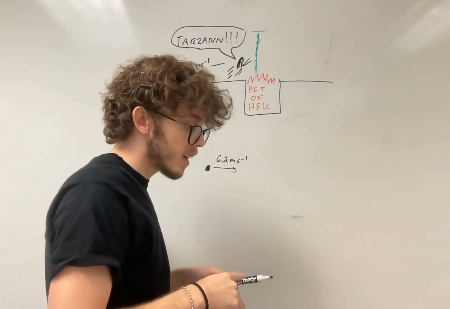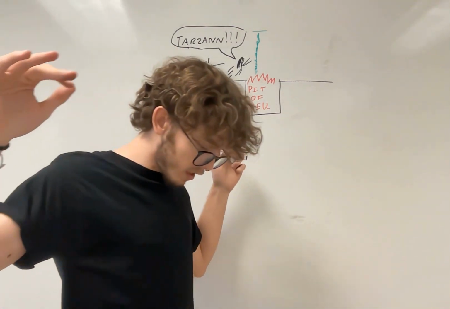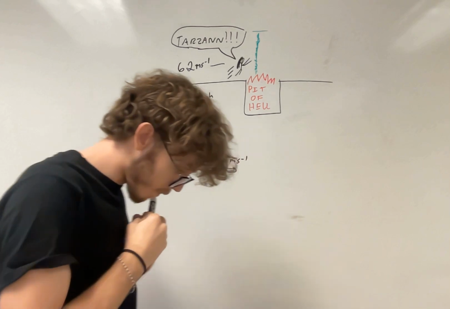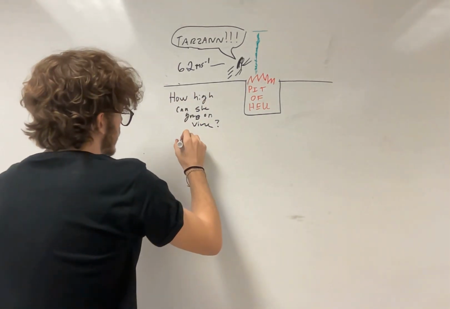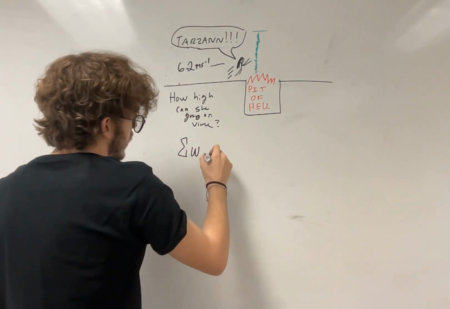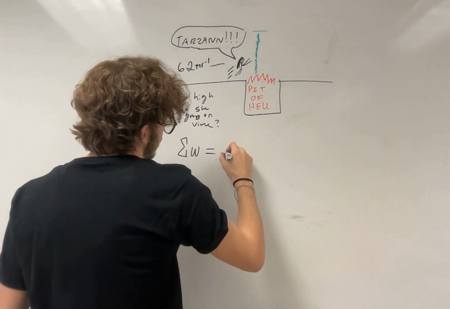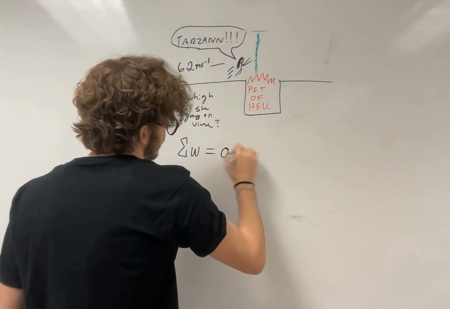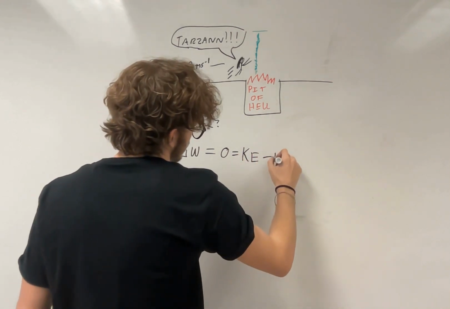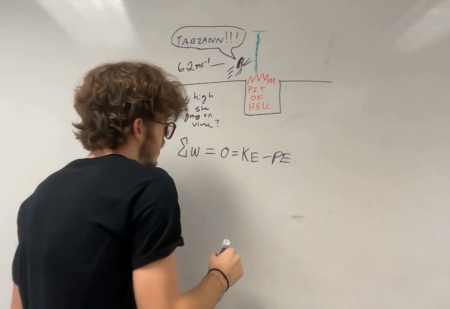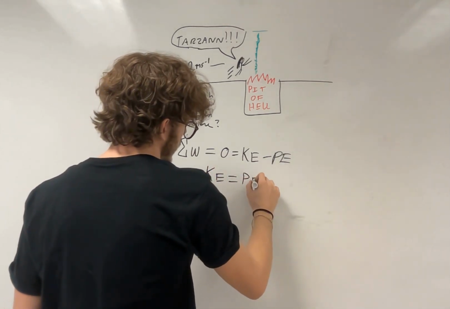So what does that tell you? It tells you all of her kinetic energy was changed into potential energy, right? She ran, kinetic energy turned into full potential energy. So we can say that the sum of the work, or the net work, is equal to 0, which is going to be equal to kinetic energy minus potential energy. Or in this case, if we rewrite it, kinetic energy is equal to potential energy.